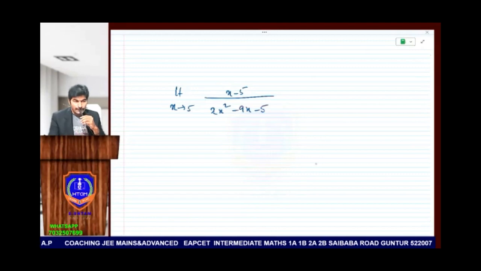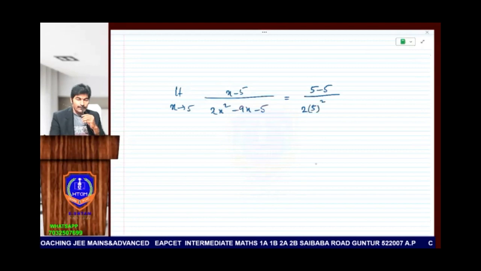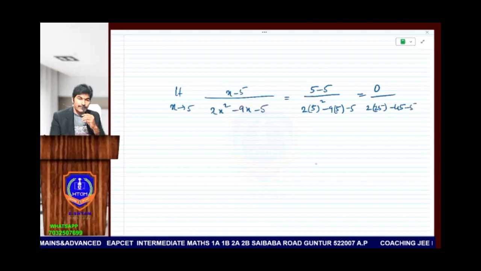It's 0 by 0. Now we will substitute first, okay? 5 minus 5 by 2 into 5 square minus 9 into 5 minus 5. 5 minus 5 is 0. 2 into 25 minus 45 minus 5. So that equals 0 by 50 minus 50, which is 0 by 0.